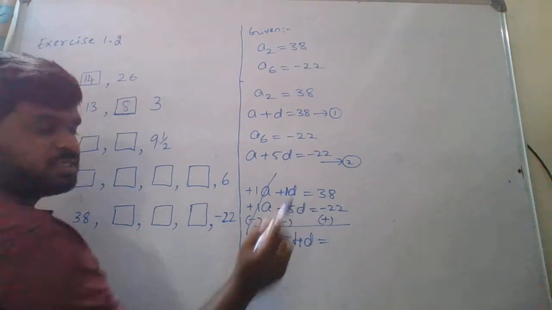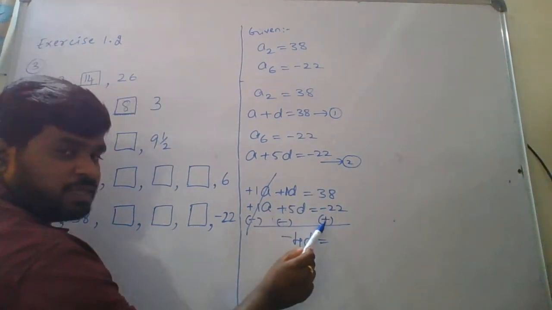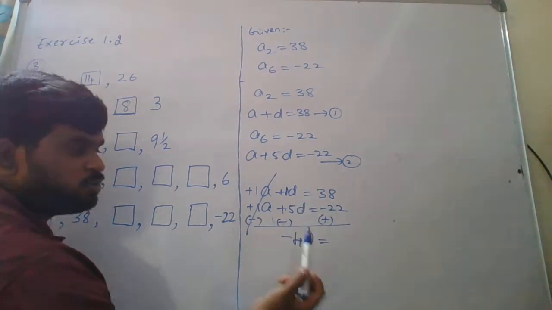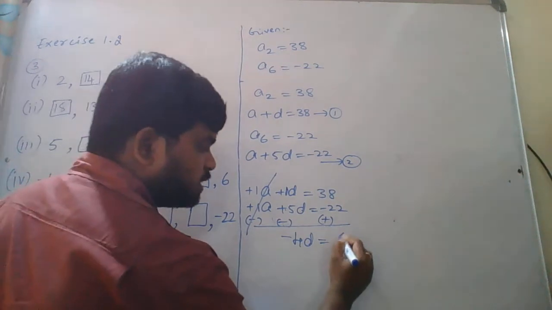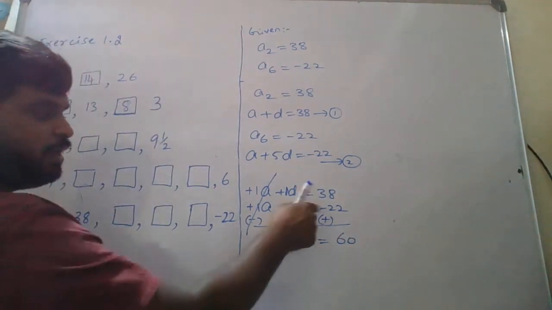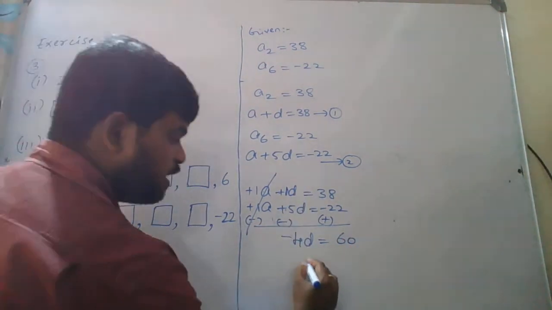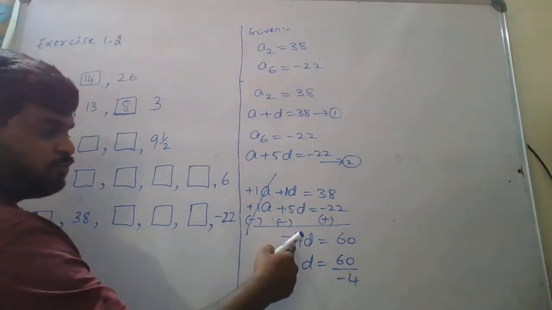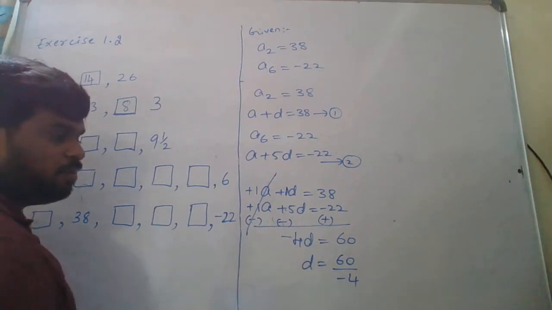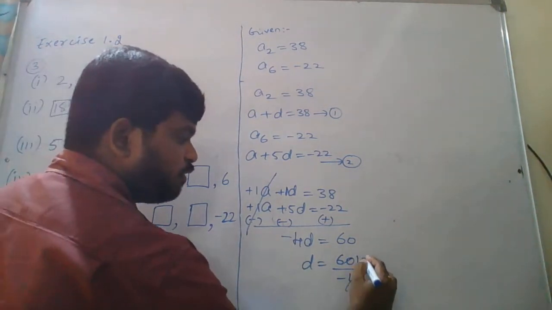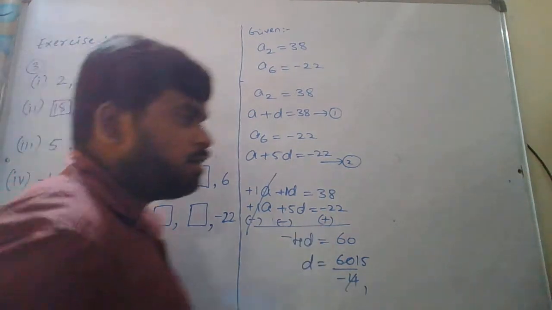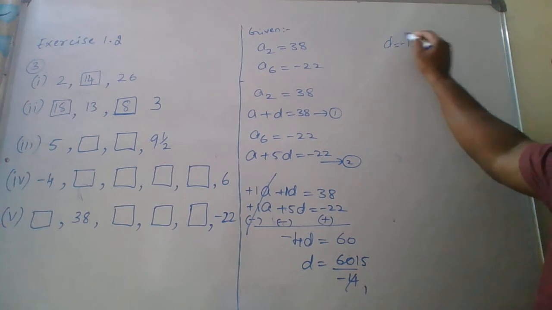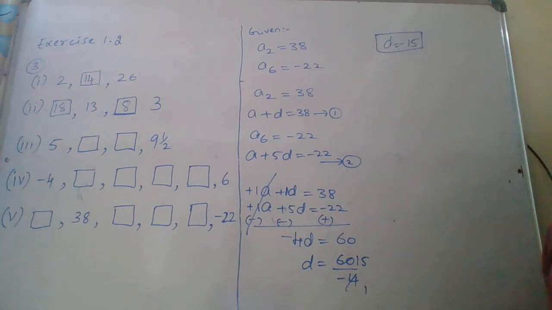This number has got plus sign and this number has also got plus sign. If both have got plus and plus, you have to add. So we get 38 plus 22, 60. Therefore, D is equal to 60 by minus 4. Minus 4 is in multiplication with D, so it will become division. 4 fifteens are 60. You can take the minus to the numerator. Therefore, the D value is minus 15.